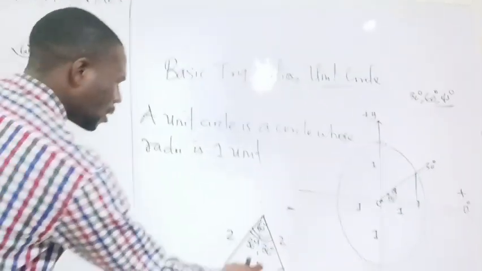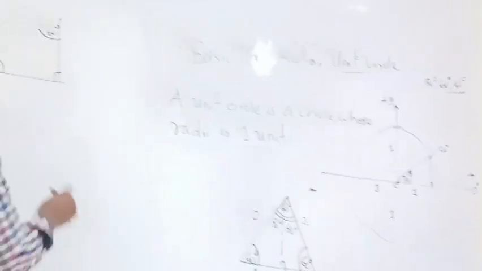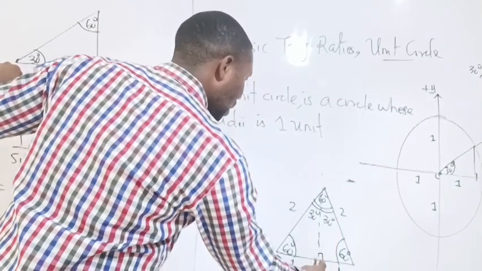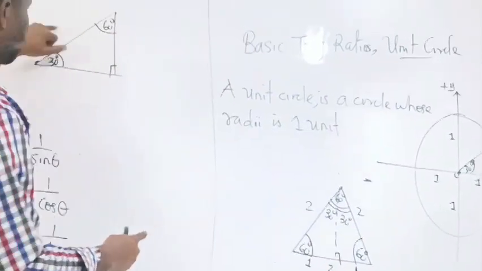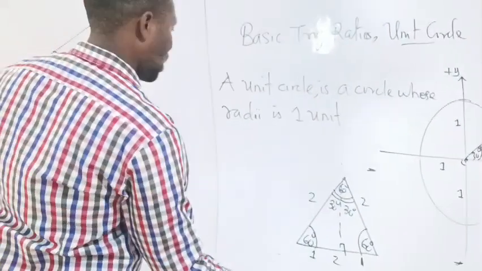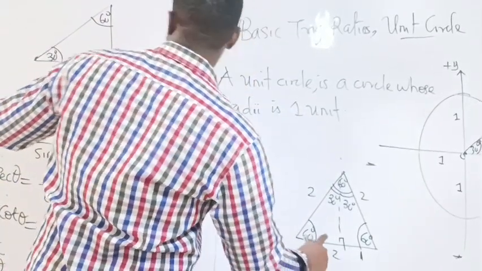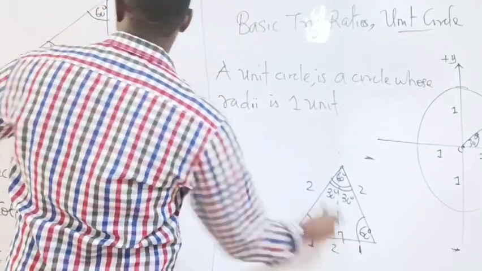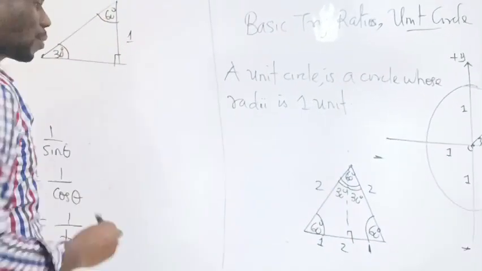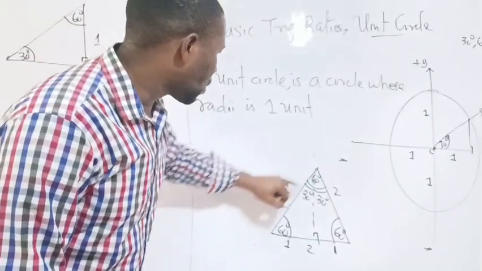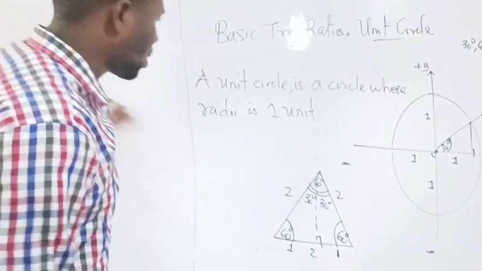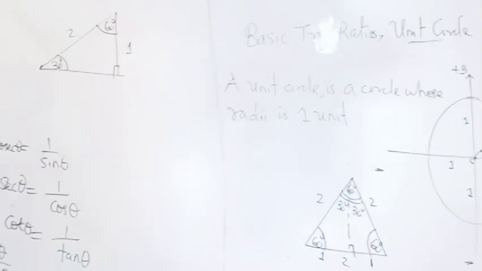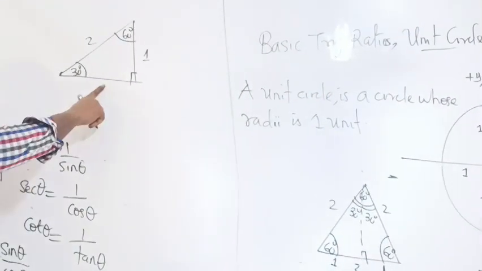This is 30, right? From this angle 30 to 90, I don't know what this is yet. But I do know that from 60 to the right angle here, this is 1 unit. Then from the angle 30 to this side, that is 2 units, clearly. So I could figure out what this is now.